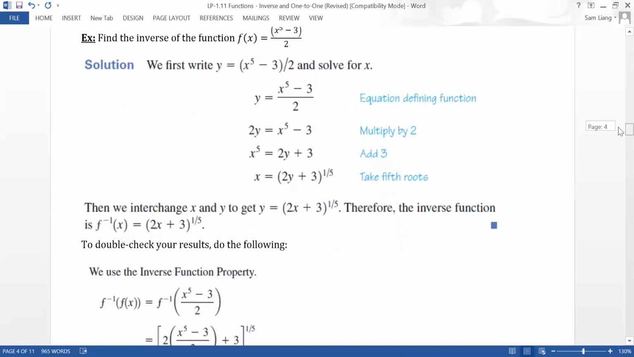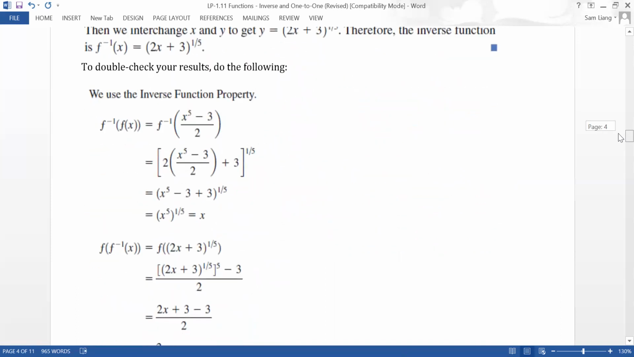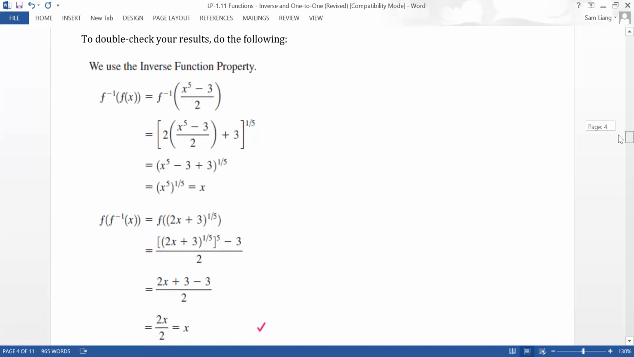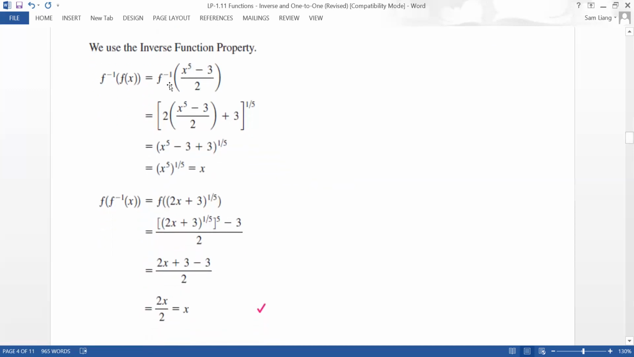Very briefly before we get into the classwork, to double check your results, we're going to use the inverse function property that I mentioned earlier. You can just compose these two functions. I'm not going to go into detail on this. I didn't want to emphasize it, but if you compose these two functions, you just get back x. And the same thing for the reverse order: f of f inverse of x, you also get back x. So that's how you would show that they are in fact inverses of each other.